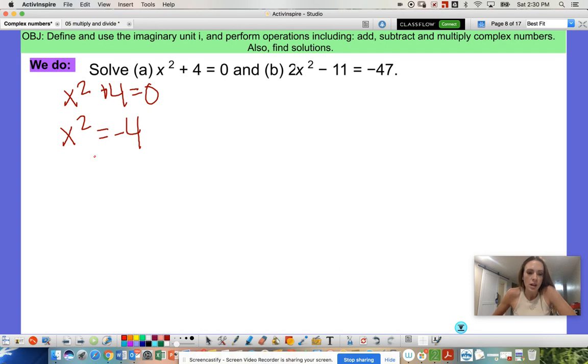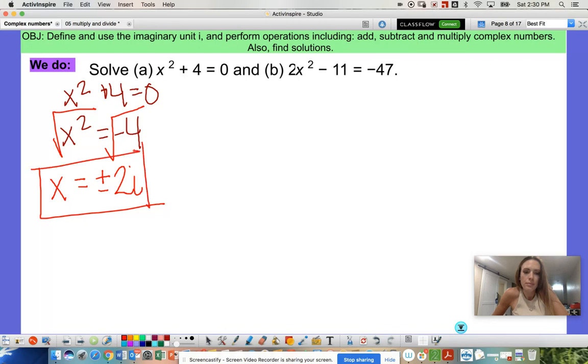Now, at this point, most of my kids last week would end up saying, oh, well, it's a negative. It's no real solutions, which you're right. There are no real solutions. It doesn't cross the x-axis. However, we can still write the imaginary solution. So we're actually going to say x equals plus or minus 2i. Okay, so just simplifying that, but then remembering when we're solving, we have to consider the plus and minus option.